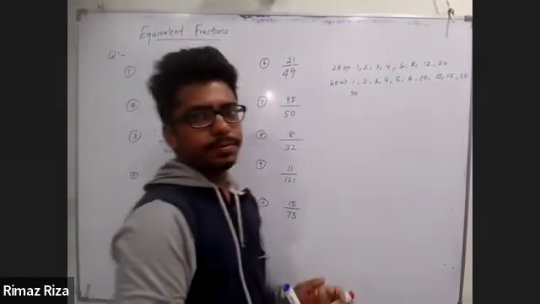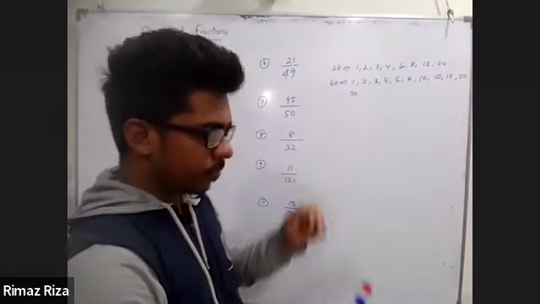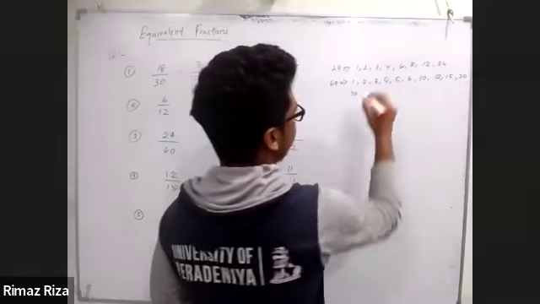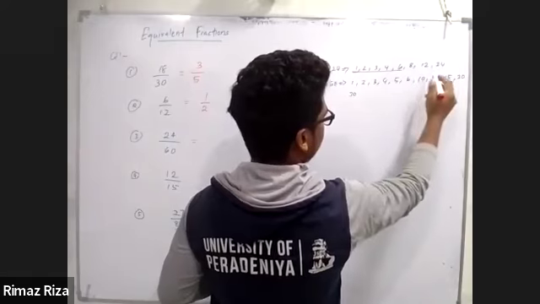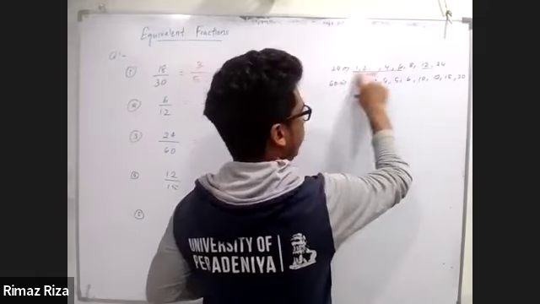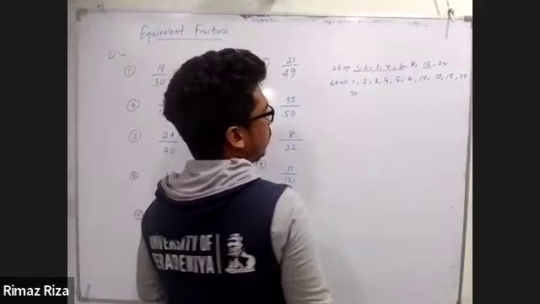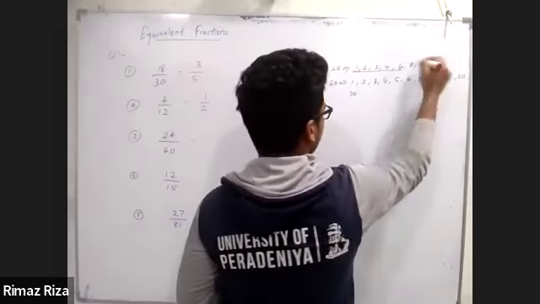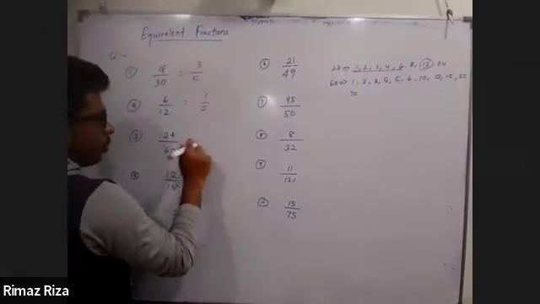So these are the multiples of 24 and multiples of 60. So common factors what we have: 1, 2, 3, 4, 6, 12. Out of the common factors, the largest value is 12. Okay. So therefore here we divide by 12. 24 divided by 12 is 2. 60 divided by 12 is 5.